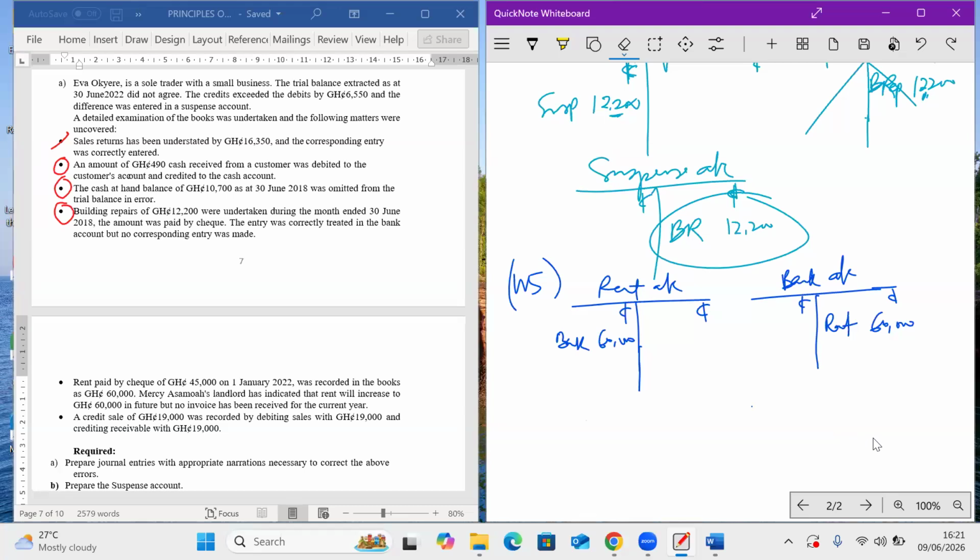That's the 45. So we deduct the difference. We subtract the 45,000 from the 60,000. How do we do it? Hold on. How much money do we need in a rent account? 45,000. Which side do we need the 45,000, debit or credit?